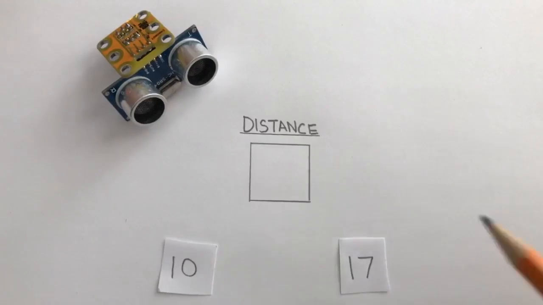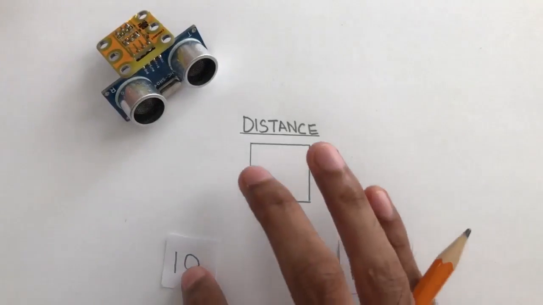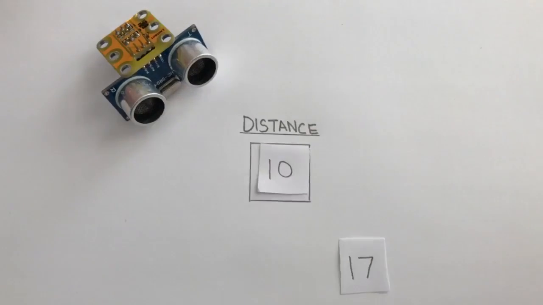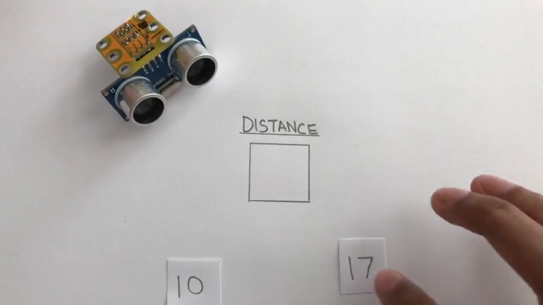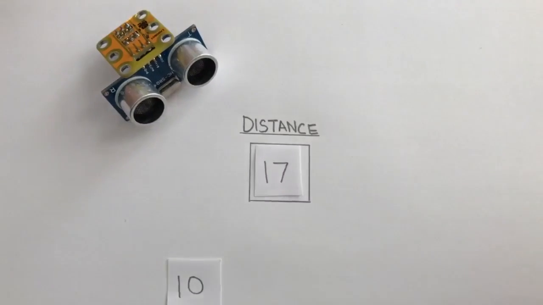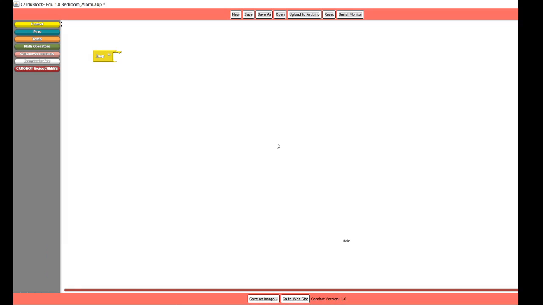The variables used to store the sensor values work in the same way, except this box is called distance. When an object is 10 centimeters away from the sensor, the value 10 is stored in the box. When an object is 17 centimeters away, the value 17 is stored in the box. This keeps updating as objects move closer and further away from the sensor. Now that we understand what a variable is, and we have our ultrasonic sensor connected as shown in the last video, we can head into CAROBOT.